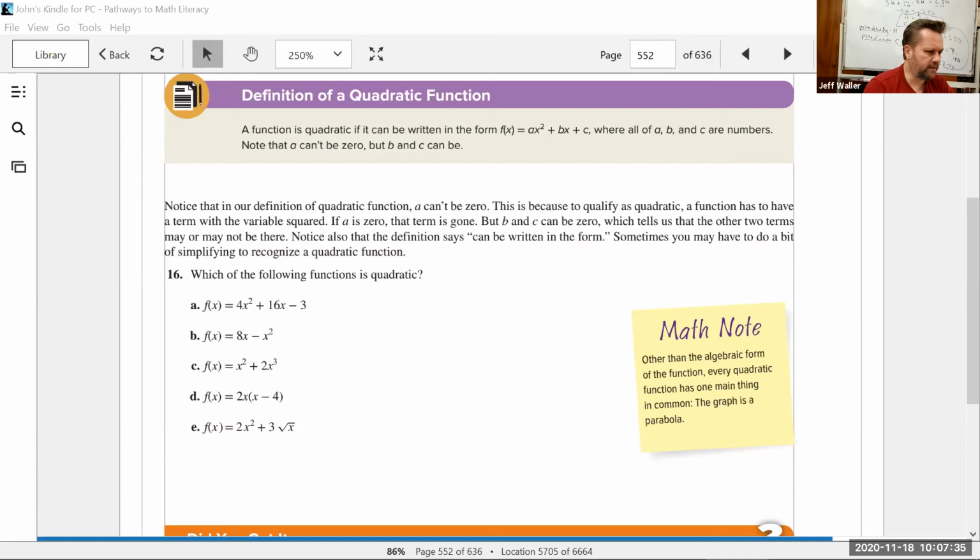I really want you guys to see that. The answer to what A, B, and C are will never include the letter x, because these are numbers. So A is the number in front of the x squared. A is -1. B is the number in front of the x. So what's B? 8. C is the number by itself. Well, what's C? 0.